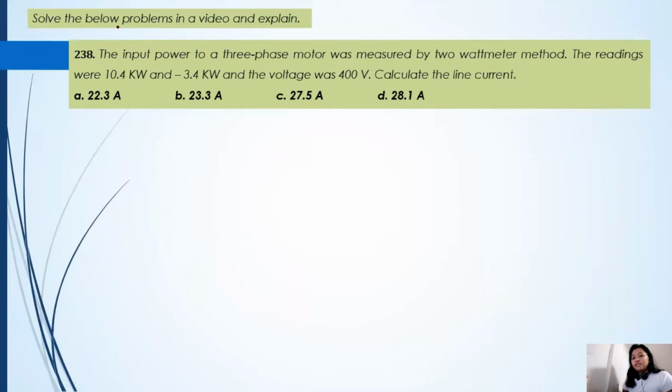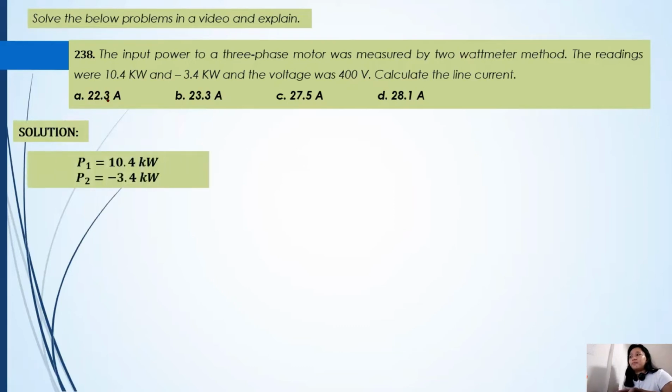That is the direction. So next is problem 238. The input power to a three-phase motor was measured by 2 wattmeter method. The readings were 10.4 kilowatts and negative 3.4 kilowatts and the voltage was 400 volts. Calculate the line current. So that is the problem. Our choices are A 22.3 amperes, B 23.3 amperes, C 27.5 amperes, and D 28.1 amperes. So we will figure out what is the answer for the line current.